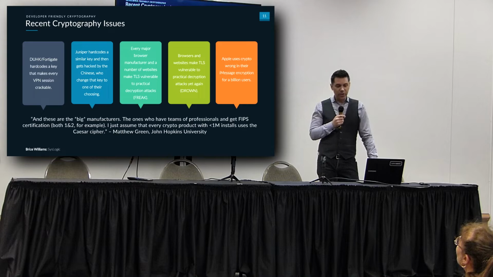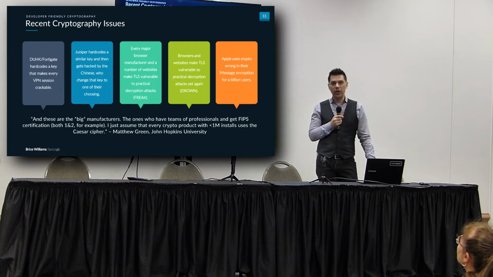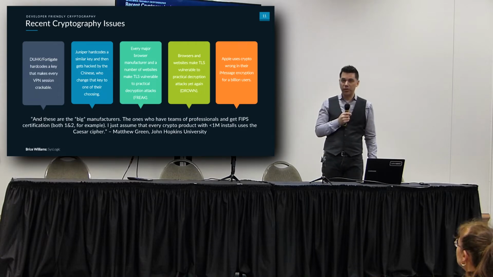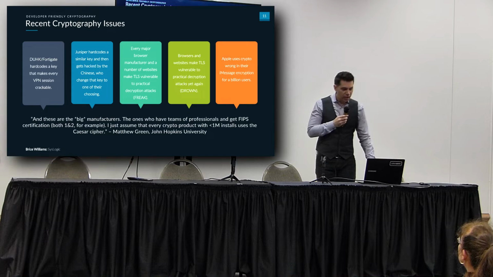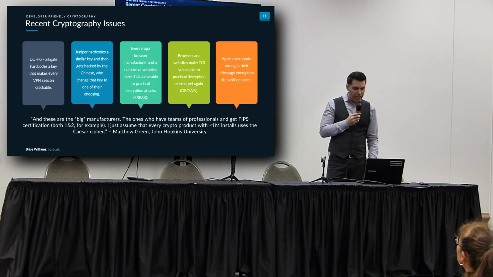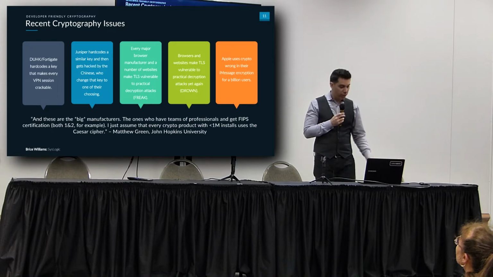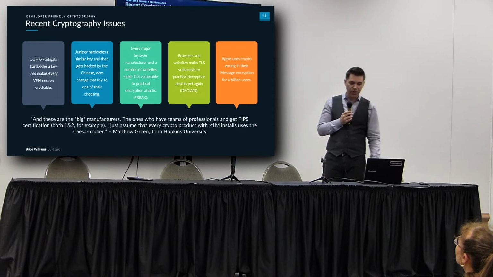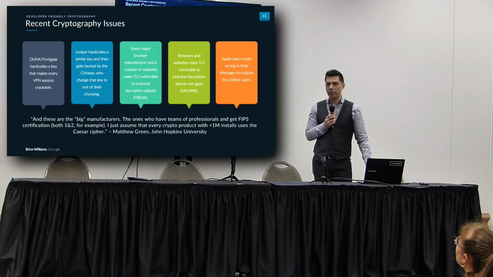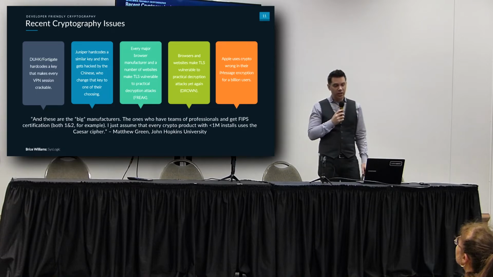So this slide looks at recent cryptography issues, and in this case, these are some items highlighted by Matthew Green, who's a professor at Johns Hopkins, pretty well known in the cryptography space. So what did he highlight here? Fortigate hardcodes a key that makes every VPN session crackable. You might remember that scenario. These issues came out in the press in the past 2 or 3 years. Pretty big deal. All related to cryptography-based mistakes.